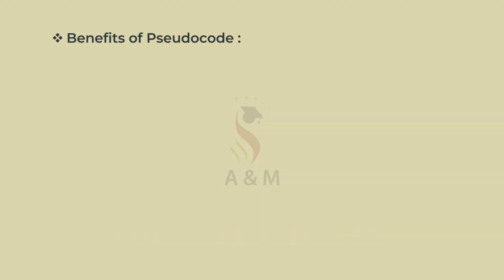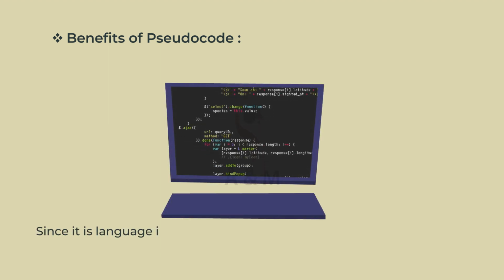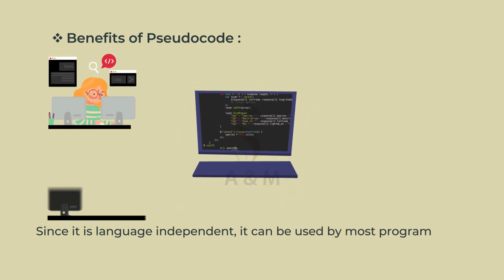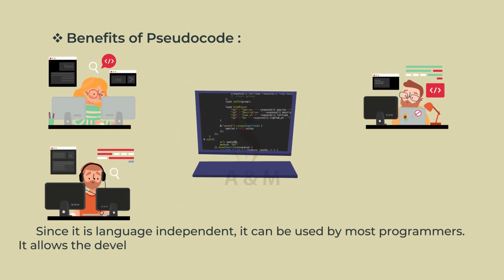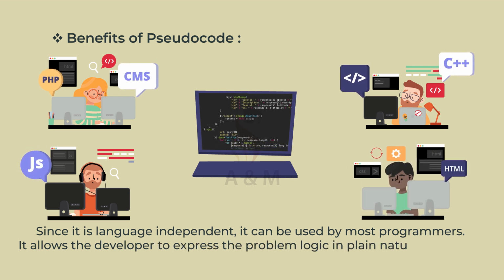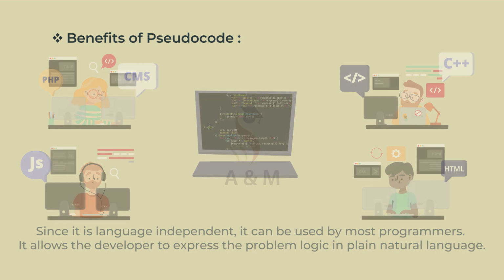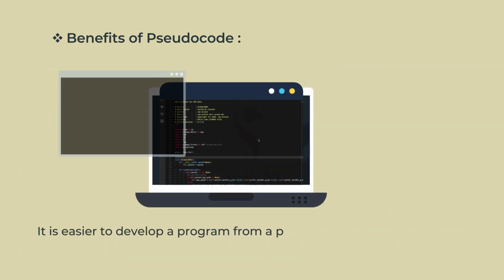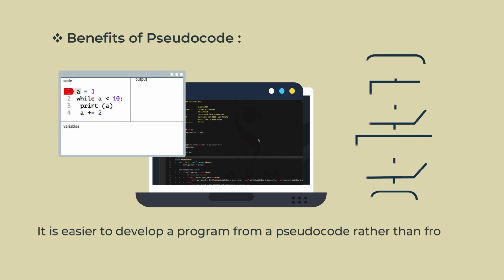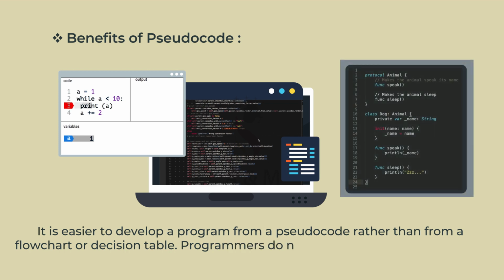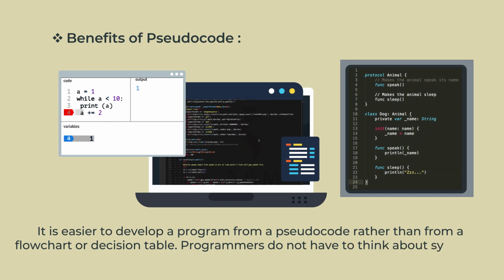Benefits of pseudocode. First one, since it is language independent, it can be used by most programmers. It allows the developer to express the problem logic in plain natural language. It is easier to develop a program from a pseudocode rather than from a flowchart or decision table. Programmers do not have to think about syntaxes.